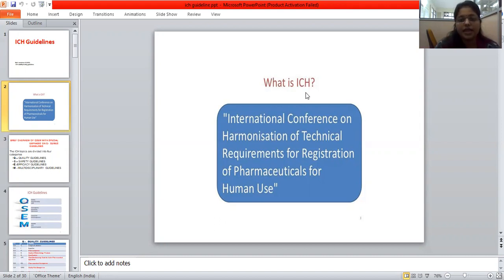So that's why it is called the International Conference on Harmonization of Technical Requirements for Registration of Pharmaceuticals for Human Use. This is what ICH means: the technical requirements we need for registration of pharmaceuticals, which we directly use for human purposes. All these things, their quality, their safety, their efficacy, come under the ICH. So we can go through the overview regarding the quality guideline, safety guideline, efficacy guideline, and multidisciplinary guideline.